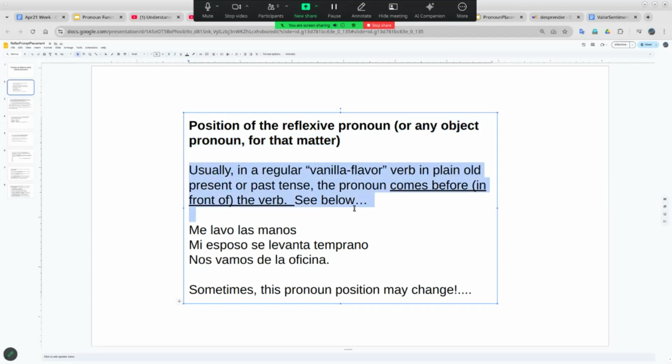The word order is a little hard to get used to. Well, a little bit for English speakers, yeah. In a regular kind of vanilla flavor, that means a plain old, ordinary sentence.